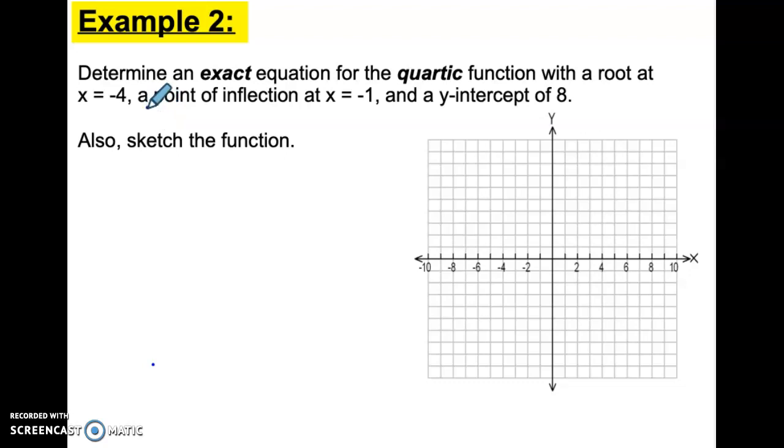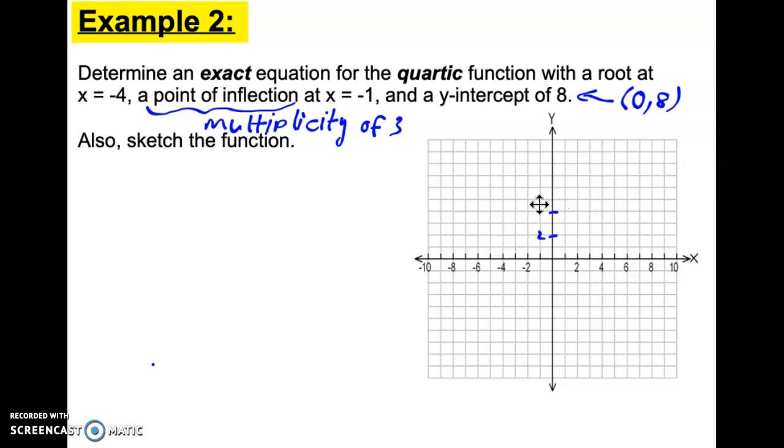Okay, so point of inflection, that's that wave. That means it has a multiplicity of 3. And then there is a y-intercept of 8, which really means that the point (0, 8) is going to be on our graph. So I can start by drawing in the point (0, 8) here. There's not a scale on the y-axis, so I'll also put in a scale. So there's my y-intercept. It tells us there is a root at -4, and there is a root at -1.